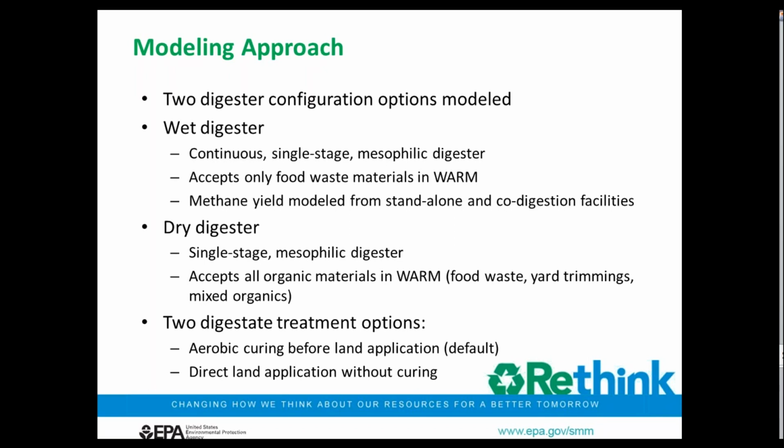We also model a dry digester. This is a single-stage mesophilic digester. It accepts all organic materials in WARM, so this would be an option for food waste, yard trimmings, and mixed organics. And then, as I mentioned previously, there are two digestate treatment options: aerobic curing before land application, which is the default, and direct land application without curing.